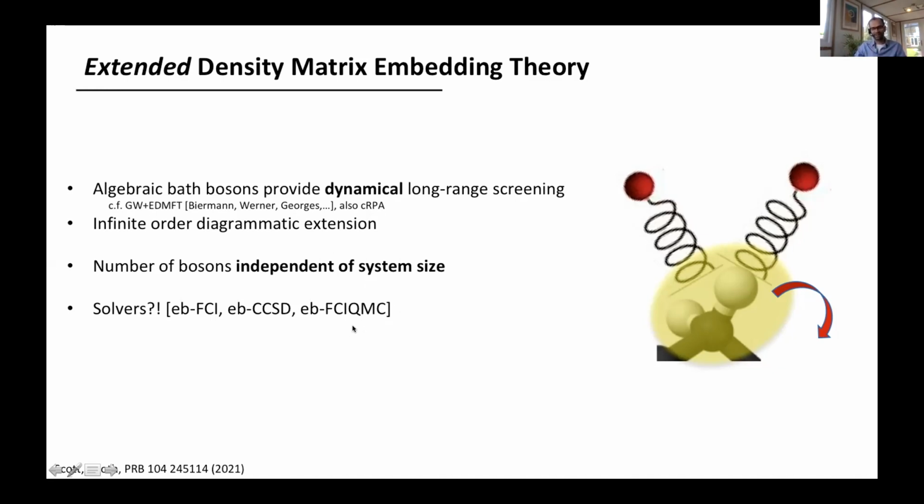The difficult problem then, and this is something we're working on, is that you need your active space solver to be able to describe coupled electron-boson systems. Now that is quite a hurdle to get over, but it is not a fundamental limitation.